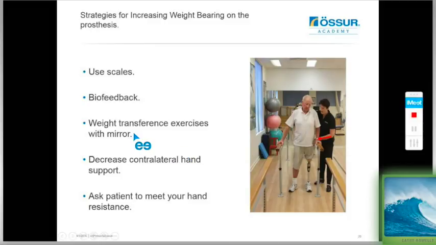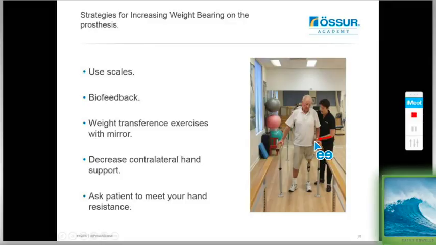We need to give them visual feedback, as I've mentioned, in the mirror, so that they can see themselves transferring the weight with the pelvis and the shoulders in line so that they get shoulder over hip, over the foot of the prosthesis. We then progress this by decreasing contralateral hand support. So the next move is to remove the contralateral hand off the parallel bars and move it onto the same side to help get the weight onto the prosthesis.